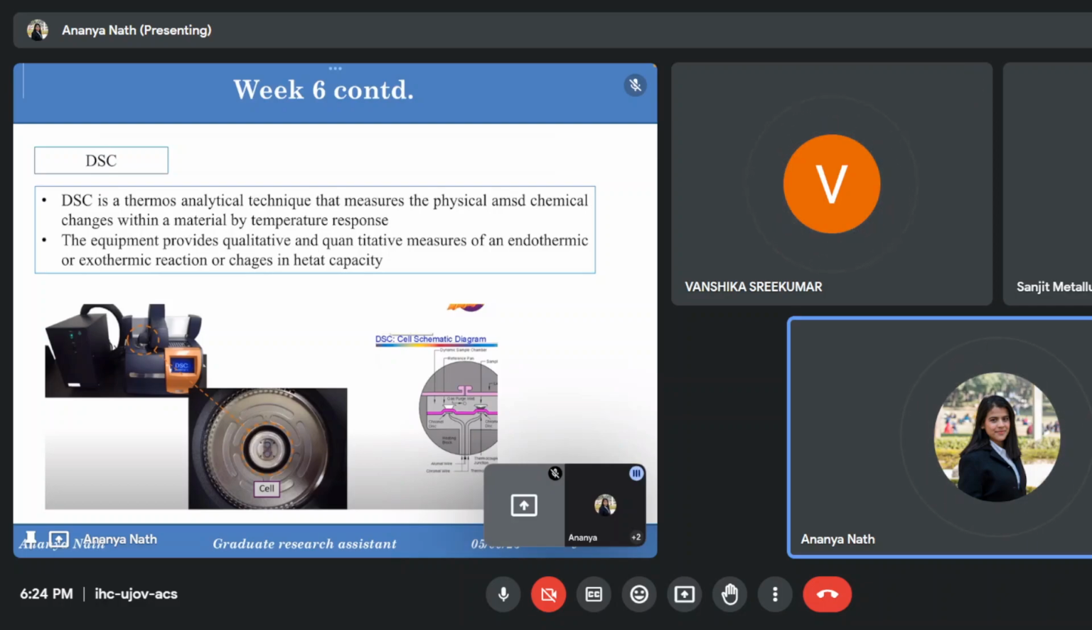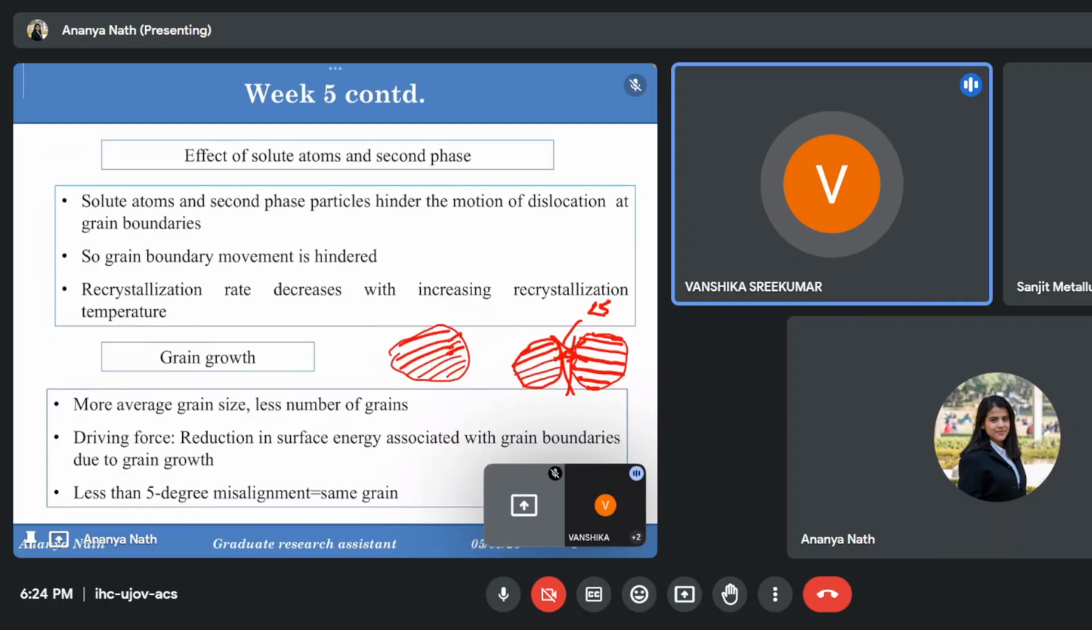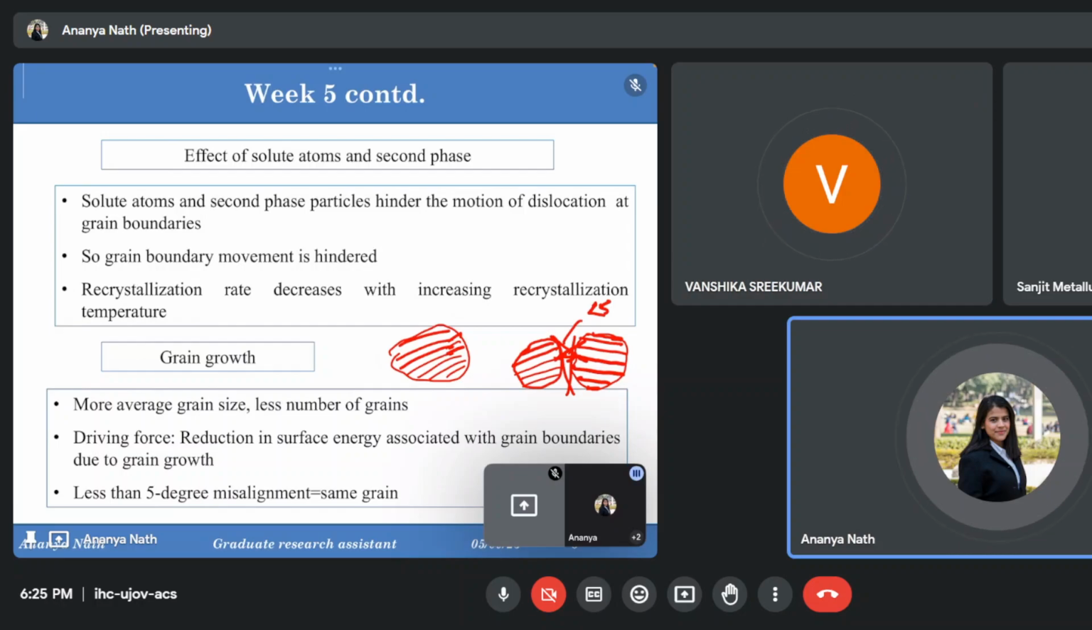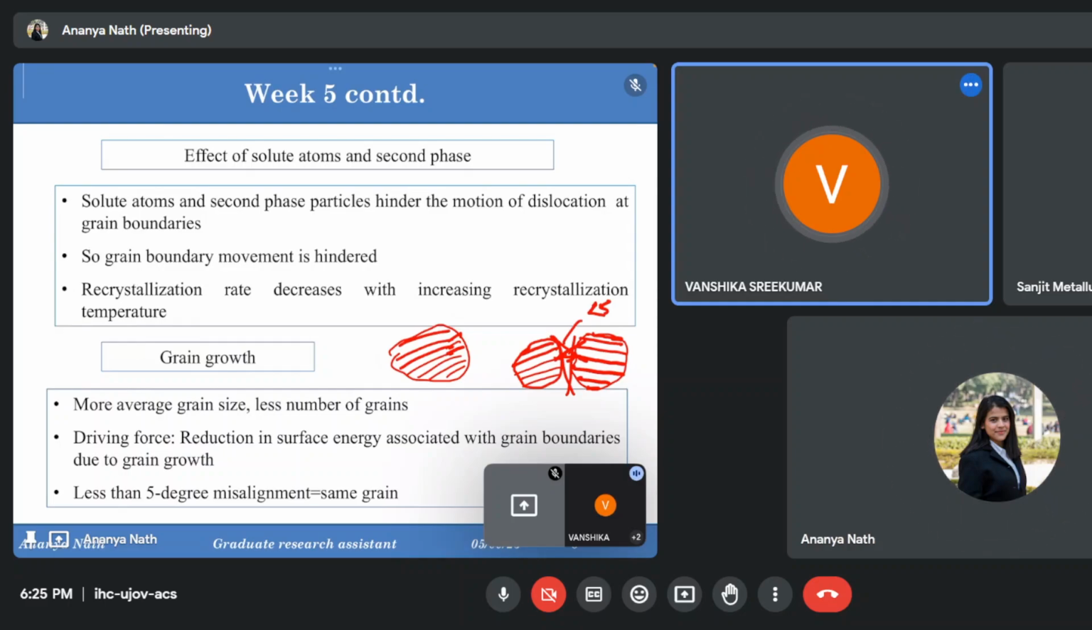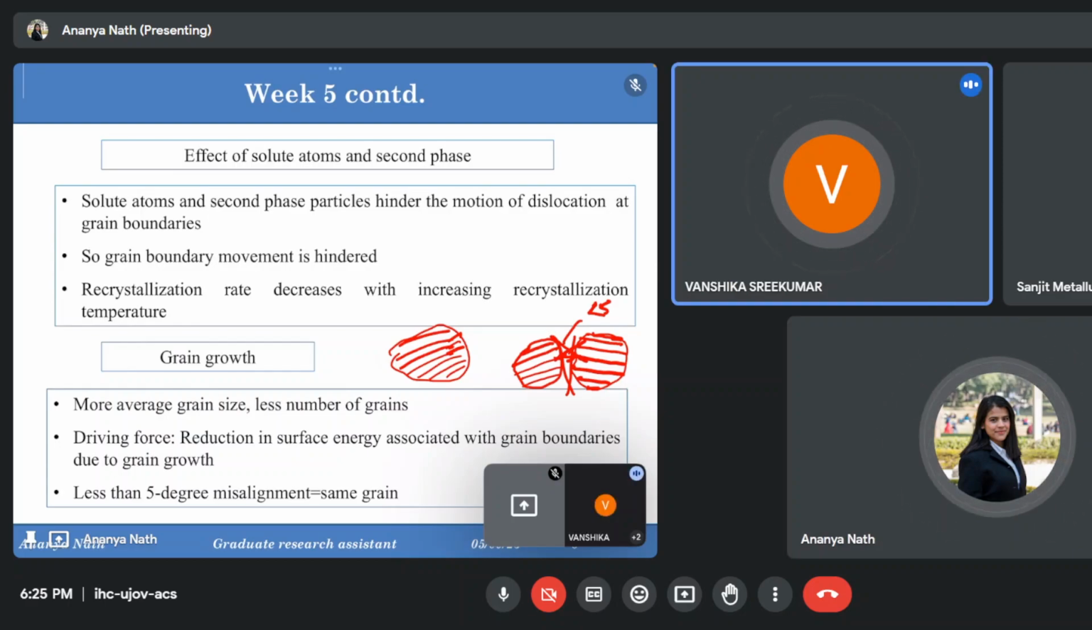Excuse me, ma'am. Yes. Ma'am, you just said that less than 5 degrees, we can also call it a low angle boundary. No, no, low angle boundary is something related to the dislocation. I'm a bit confused about this. I have heard that between 2 to 5 degrees of misorientation could be a low angle boundary, and more than 15 it would be a high angle boundary.